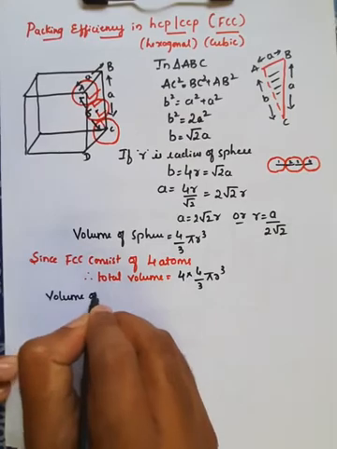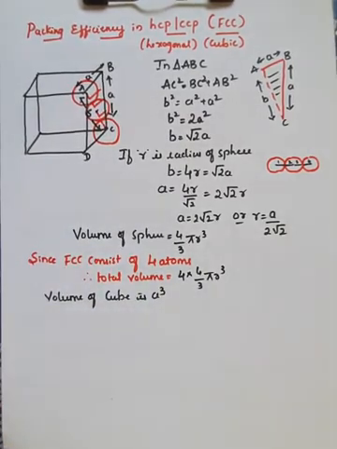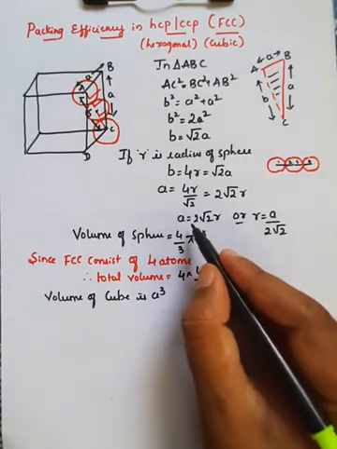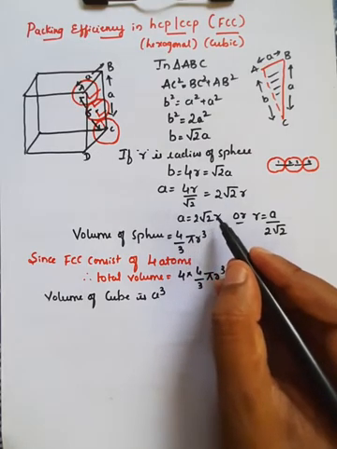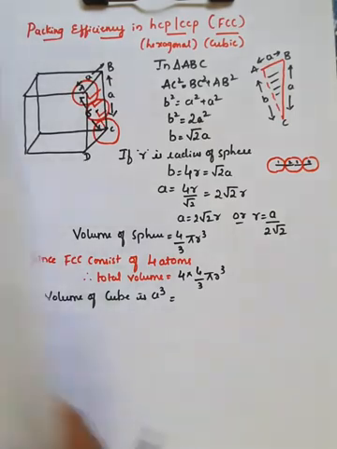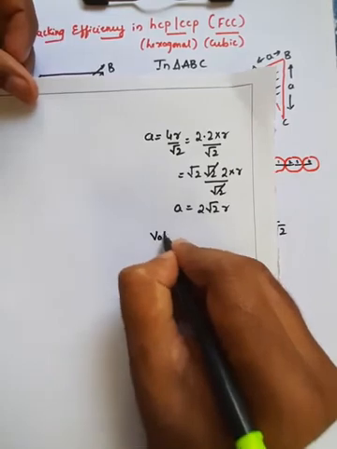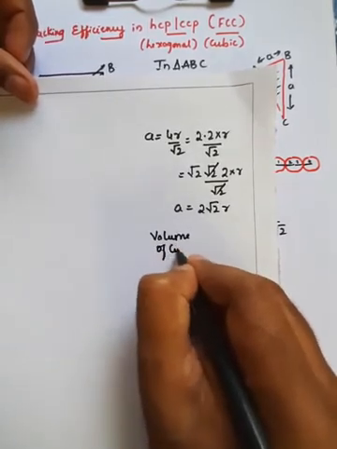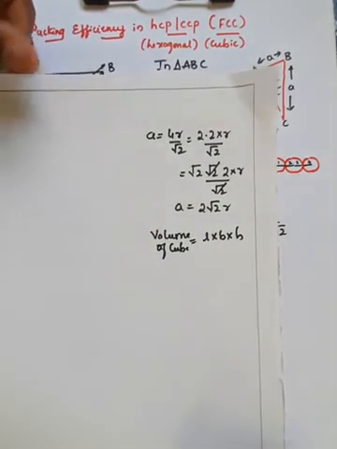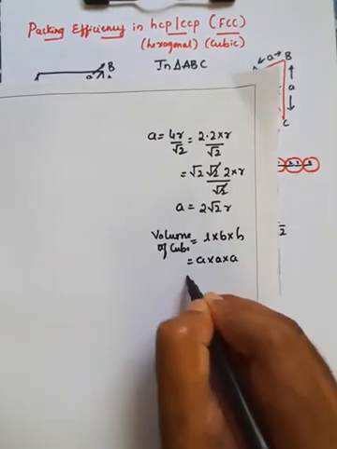The volume of the cube is a cube. We already know the value of a, that is a is equal to 2 into root 2 into r. So I will substitute here. If you take any cube, the volume is length into breadth into height. Cube means all the sides will be the same, therefore I can take it as a into a into a, that is a cube.